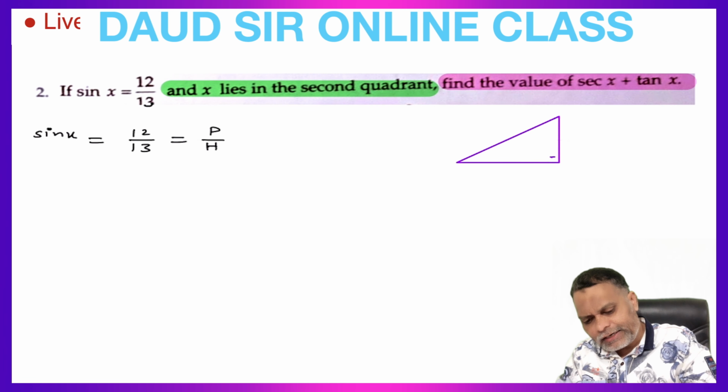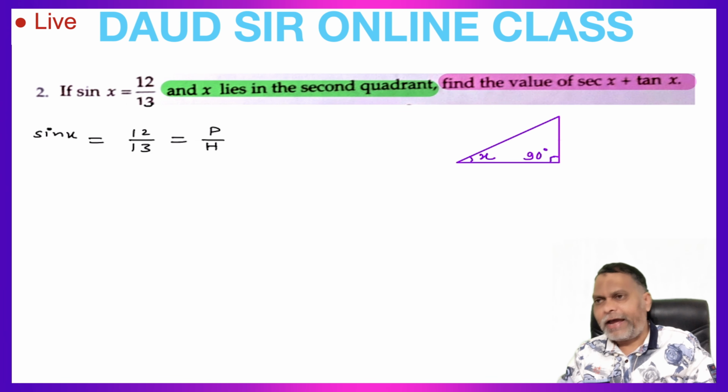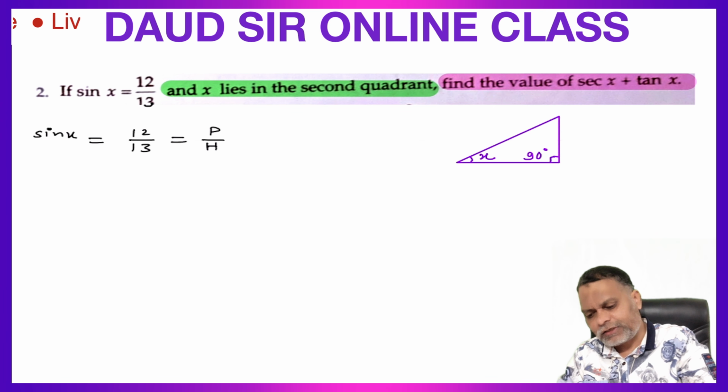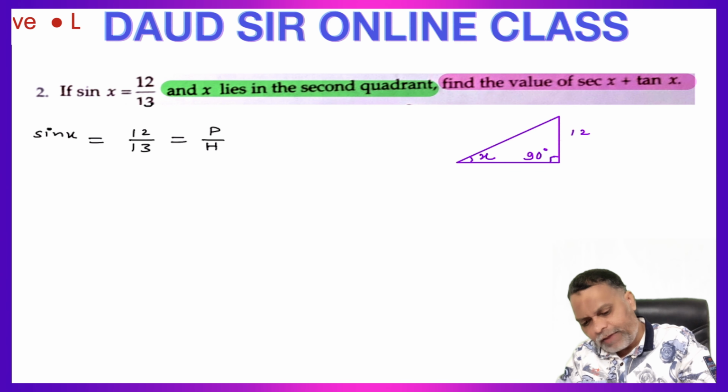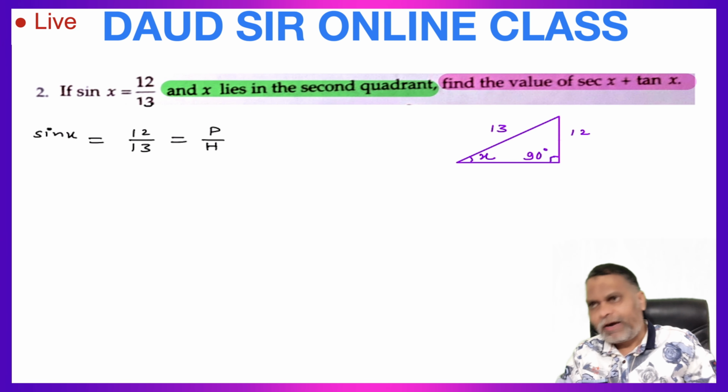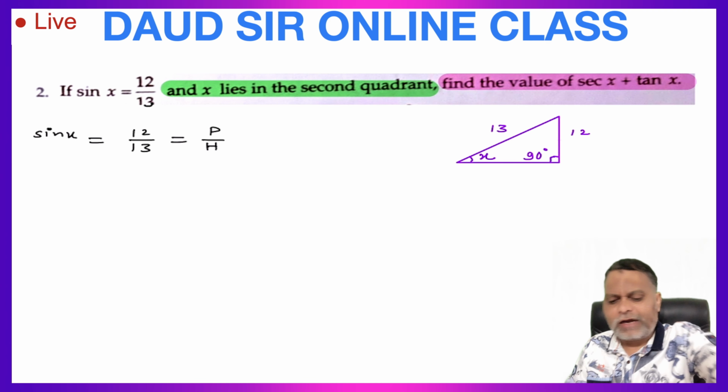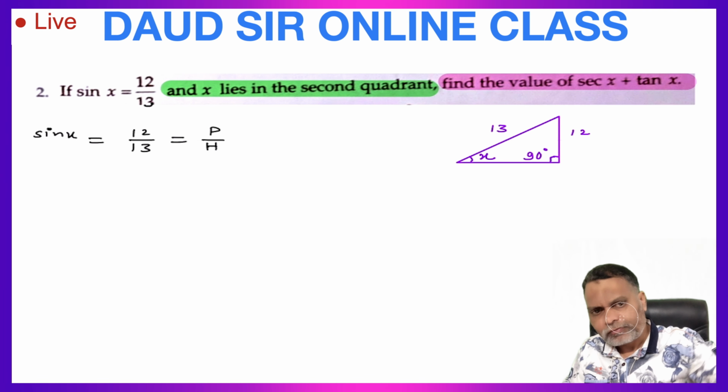Suppose this is a right angle triangle. This is the 90-degree angle and this angle is the acute angle x. For this x and 90, this is the base, this is the perpendicular and this is the hypotenuse. So perpendicular is 12, hypotenuse is 13. By using the Pythagoras theorem, first calculate this third side.